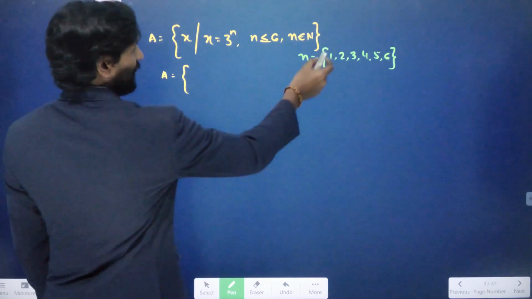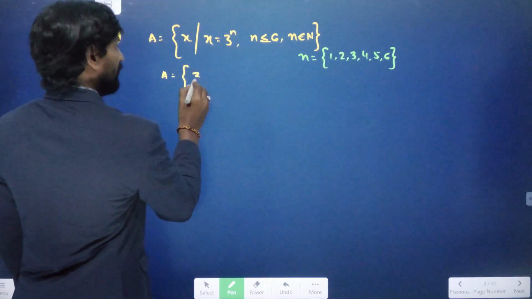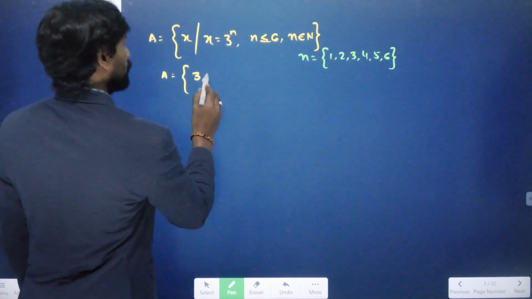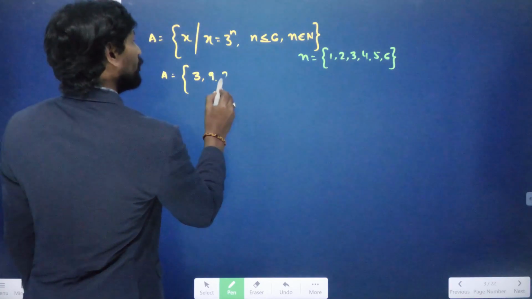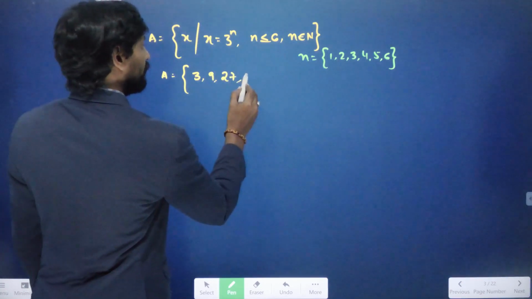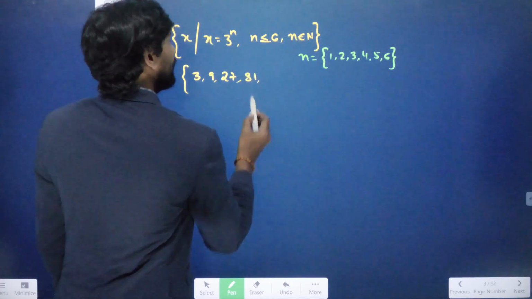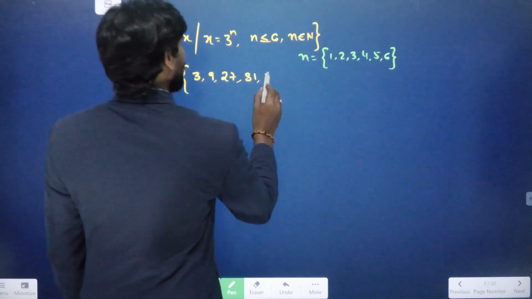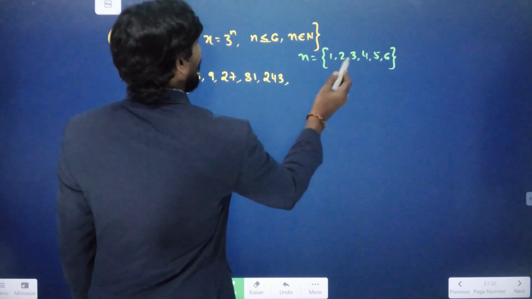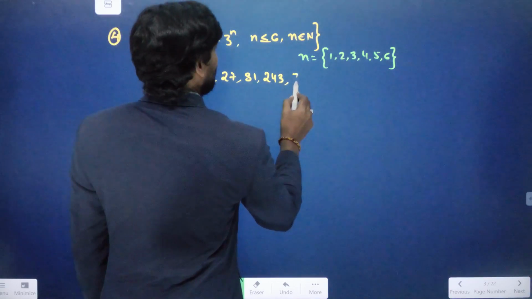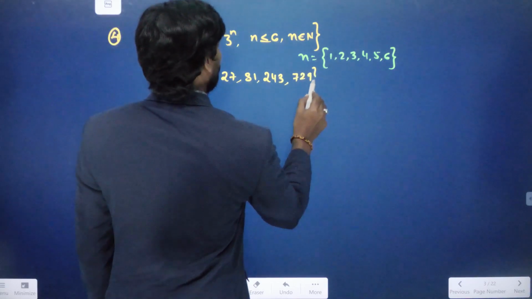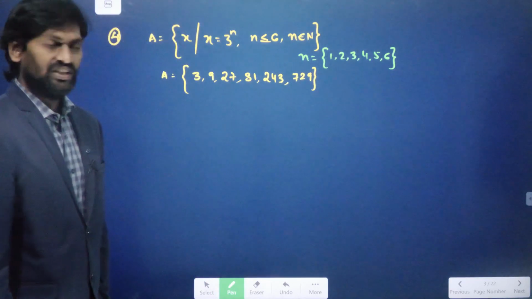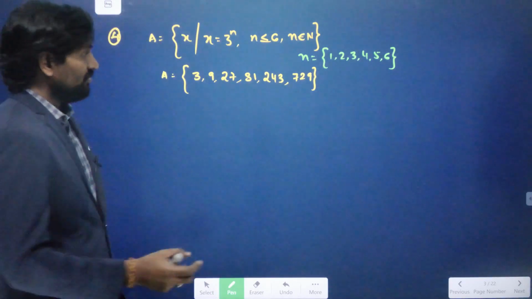First I am taking n value 1, so 3 power 1 value is 3. Next 3 square 9, 3 cube 27, 3 power 4 is 81, 3 power 5 is 243, and 3 power 6 is 729. So these are the elements of set A.